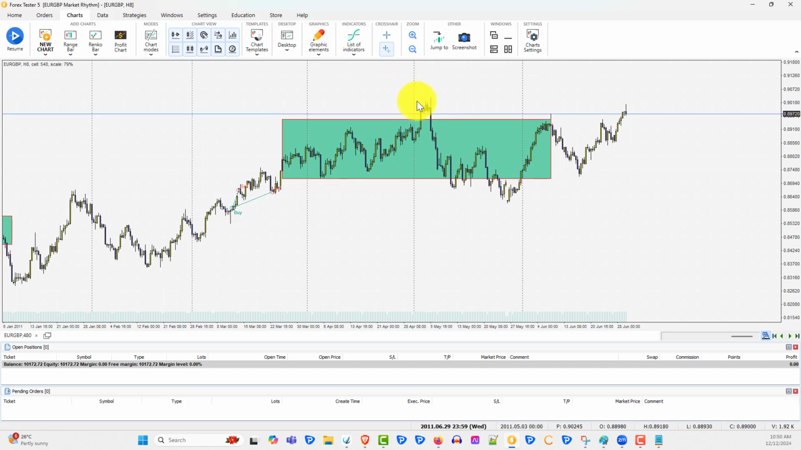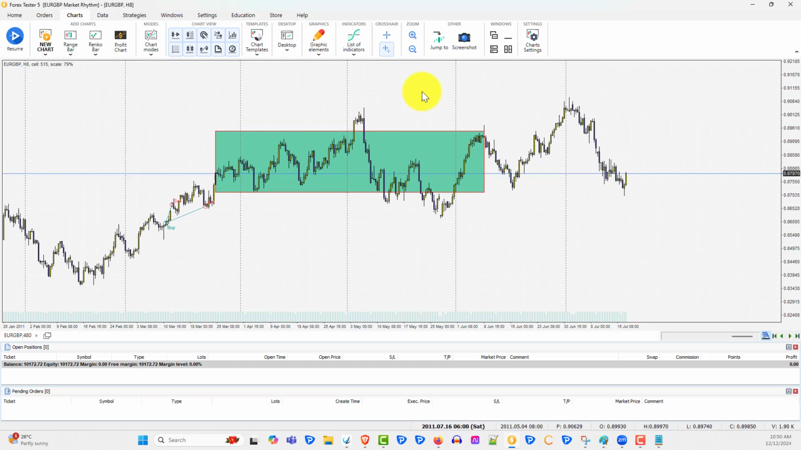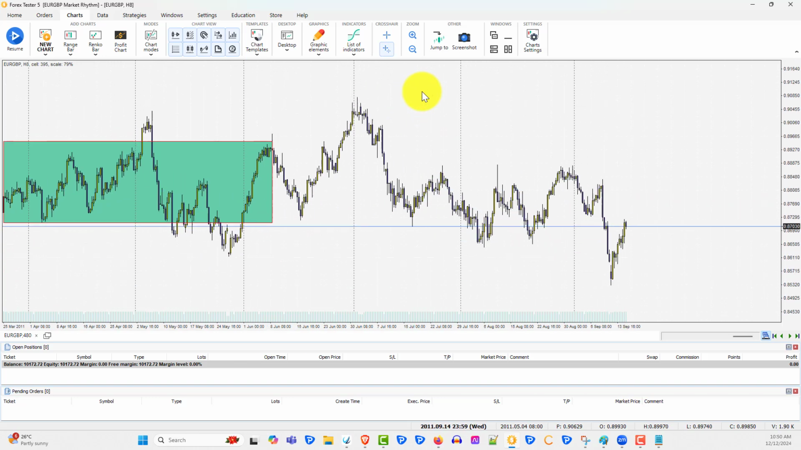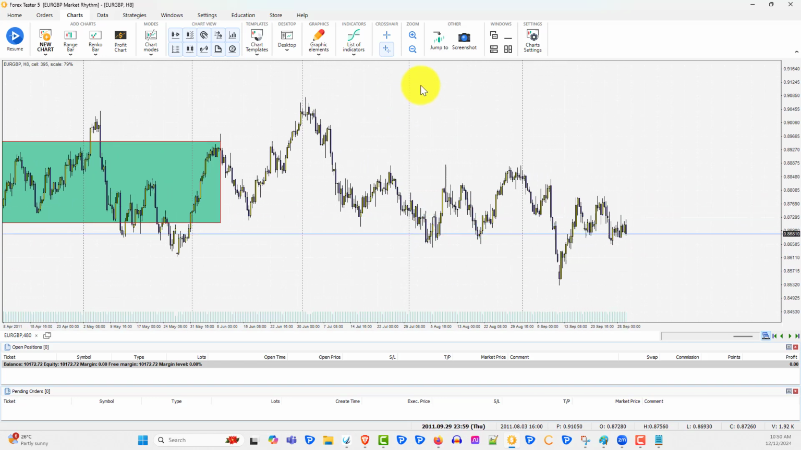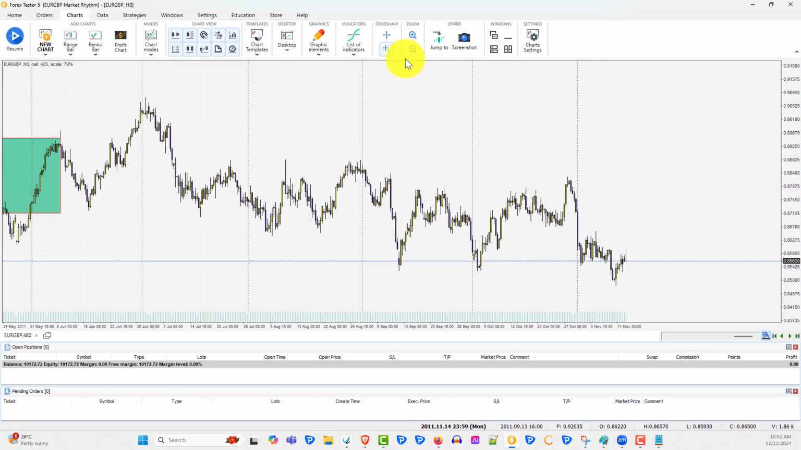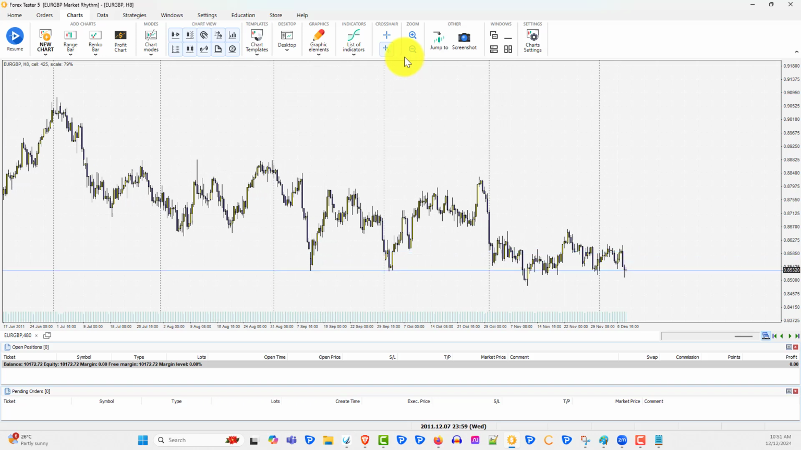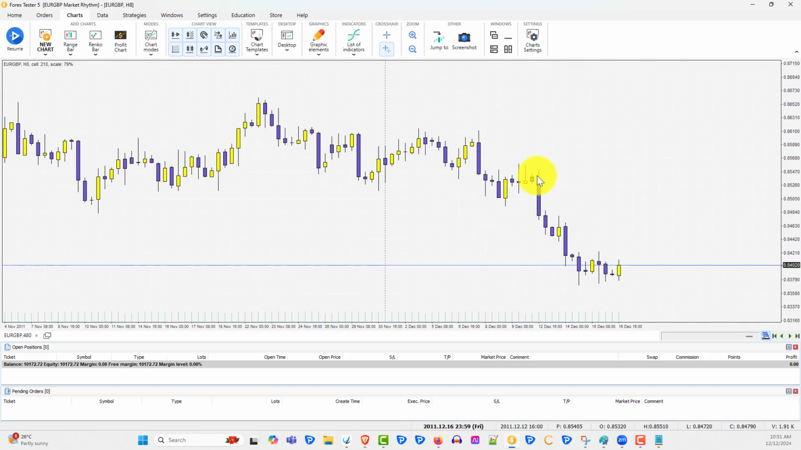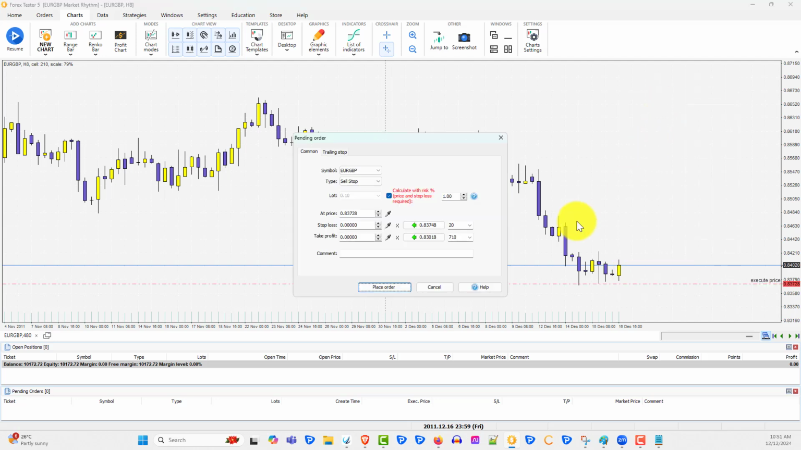I'm just going to back it up. Okay, here we go. This looks great. Look at this. So, trend, sideways, trend, sideways. This is awesome. So what we're going to do is put a sell stop below here, and then we'll go to the live markets and have a look at what we've got going on now, all right?